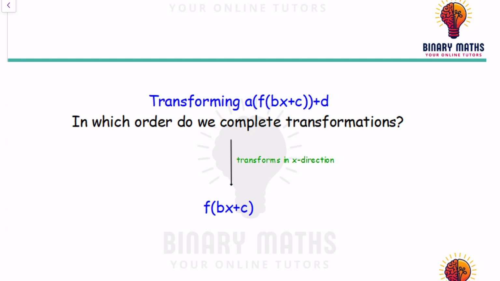So here you can see there's four different things going on. And we need to decide in which order we need to do this transformation. The first thing we need to look at is which things transform in the x direction. So everything inside the bracket affects the x coordinate, remember. So it's the b and the c. So we're going to isolate and look at f of bx plus c to see which order we need to do it.